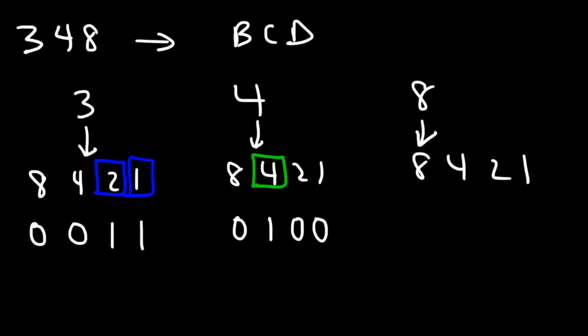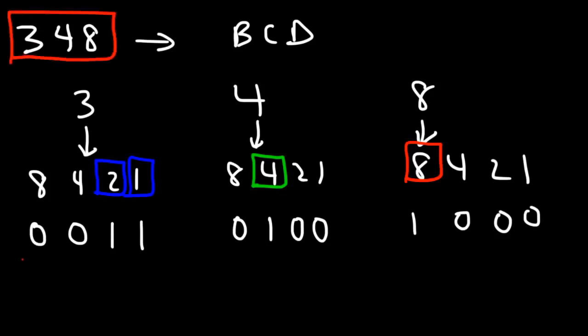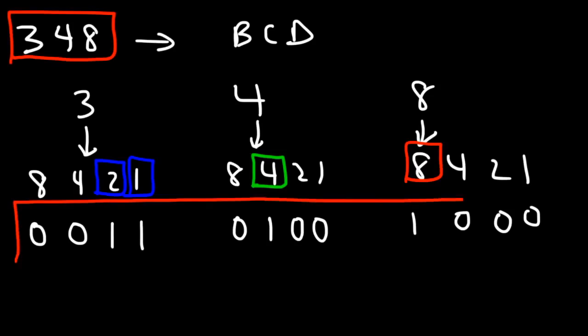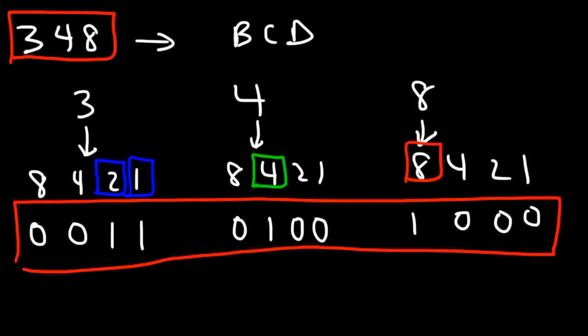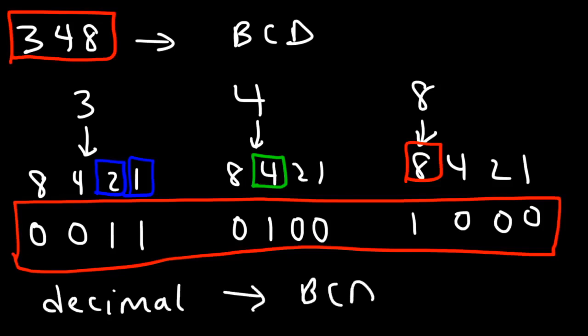Now for the last one, we only need to use an 8. So we're just going to replace that with a 1. So 1000 correlates to 8. So 348 is equivalent to the binary coded decimal 0011 0100 1000. And so that's how you can convert a decimal number into a binary coded decimal.